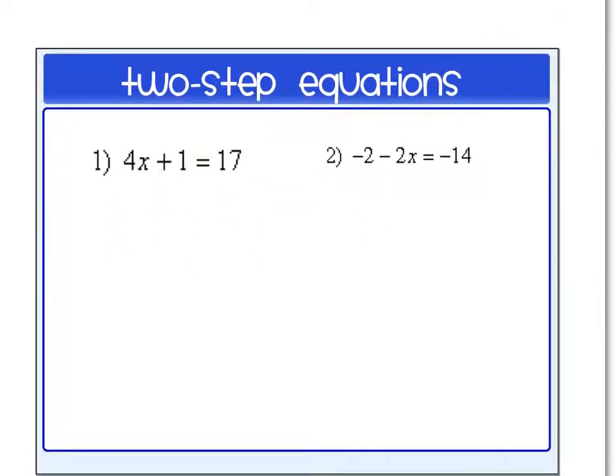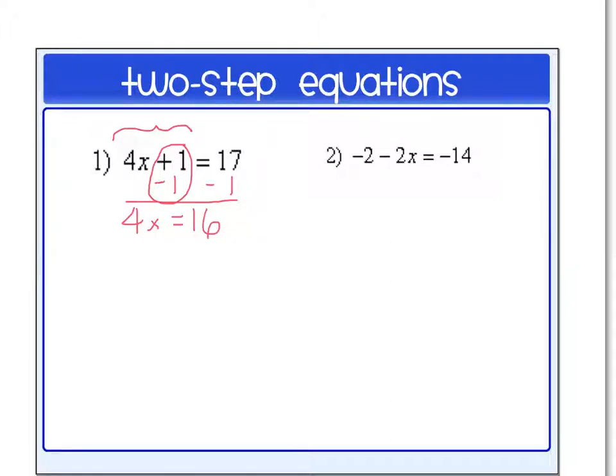On the next slide, we can start with problem 1. We first look to the side with our variable, and what's furthest away is our plus 1. We're going to undo our plus 1 by subtracting 1. To get rid of that, we have opposites which give us 0, so we're left with 4x equaling 16.